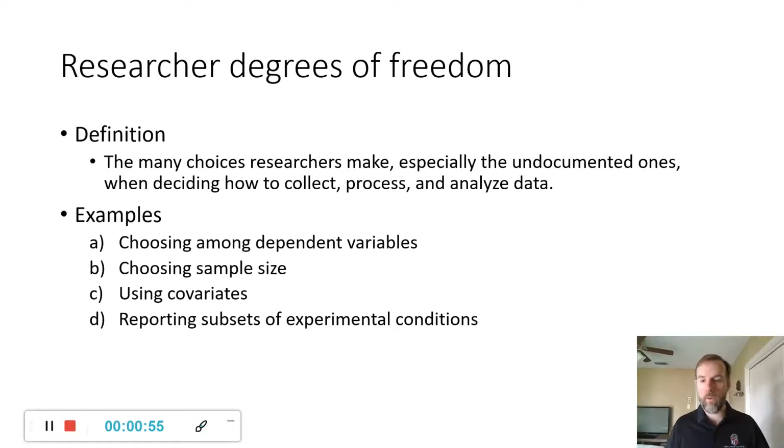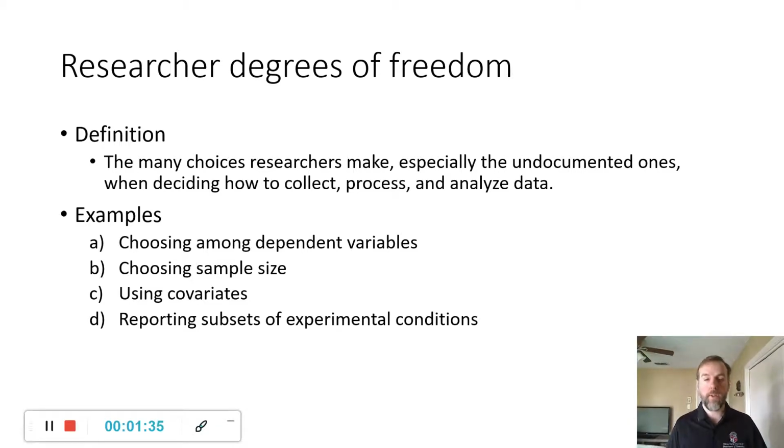And some examples, well, there's many examples, but we're going to look at four, specifically the ones that the article covered. So it's choosing among dependent variables, choosing sample size, using covariates, and reporting subsets of experimental conditions. Now, why are these important? Well, what we'll see is that by making certain decisions that may or may not be transparent in the manuscript, you can drastically affect your false positive rate, or your alpha, or your type 1 error. Those are all synonymous with each other.